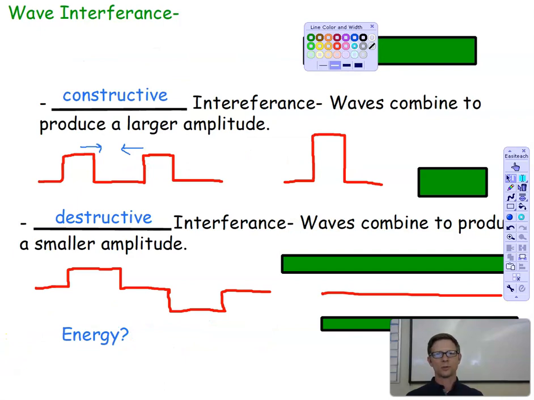So to sum it up, constructive and destructive interference are when two different waves interact at the same point in space, and they produce a different amplitude. That means that at that moment you have a temporary increase or decrease in the energy at that point in space.